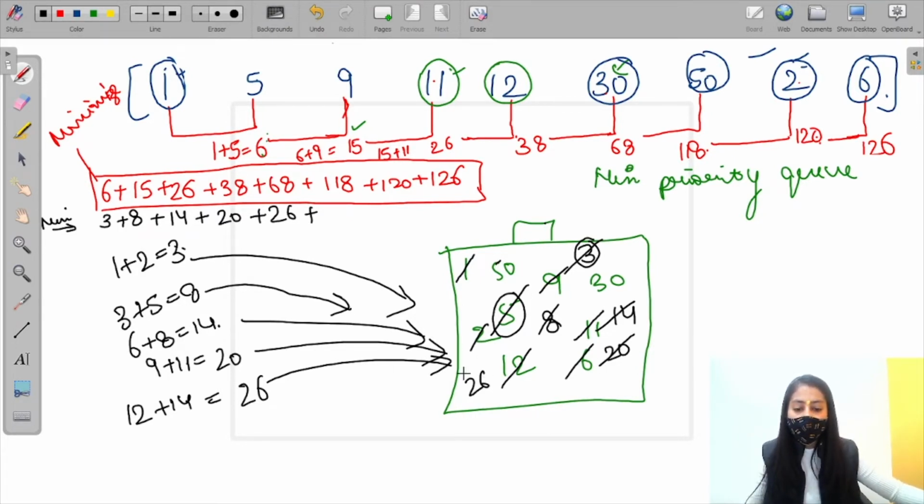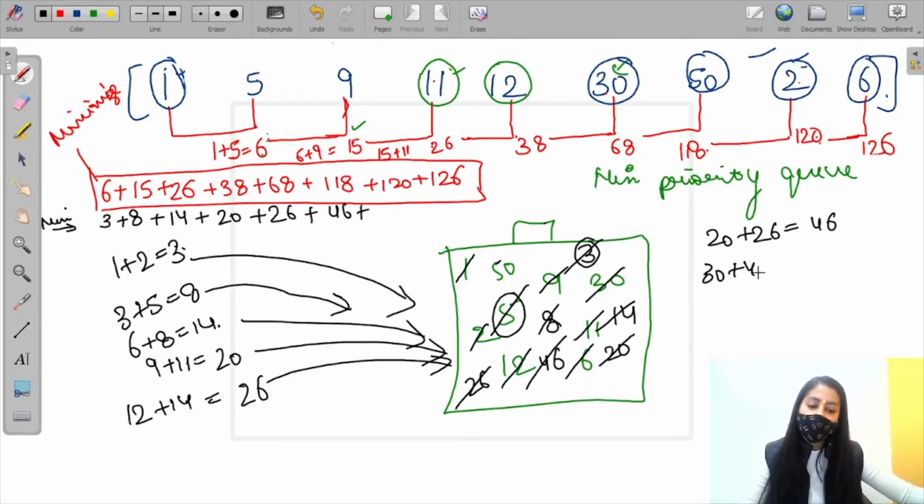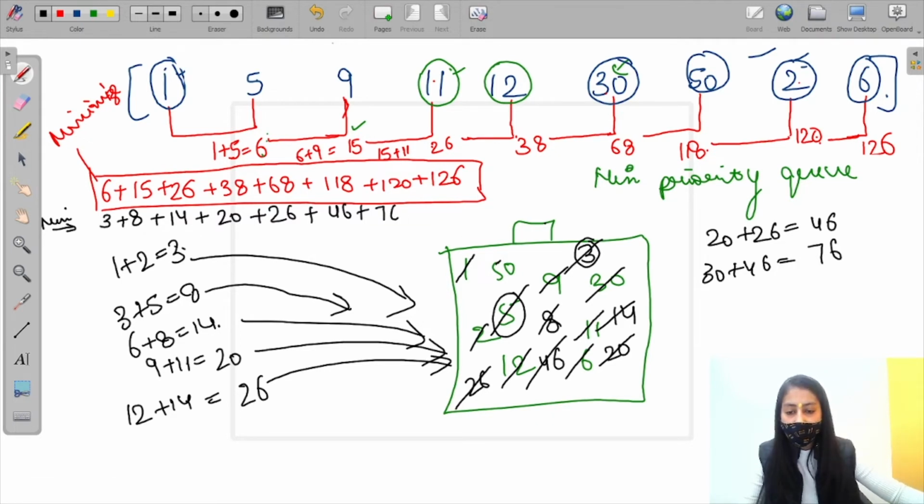Now the minimum two are 20 and 26. So I will combine 20 and 26. I will get 46. Add this to the total cost and push the 46, the combined stick, again to the queue. Now the minimum two are 30 and 46. So combine these two sticks. You have to pay a cost of 76. So add this to the total cost and push the combined stick again to the queue.